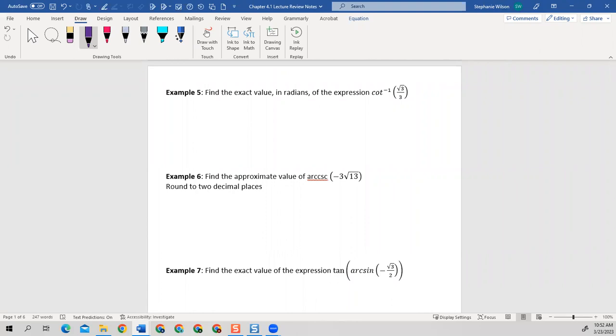Number 5. Let's talk about it. It says find the exact values in radians of the cotangent inverse. So whenever we talk about cotangent, let's just write it. Cotangent, before we talk about the inverse, is 1 over tangent, right? So we know it falls on the interval of 0 to pi. And the reason why is because our denominator, well, let's just look at it right quick.